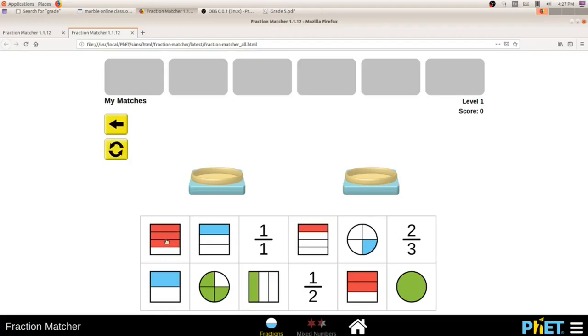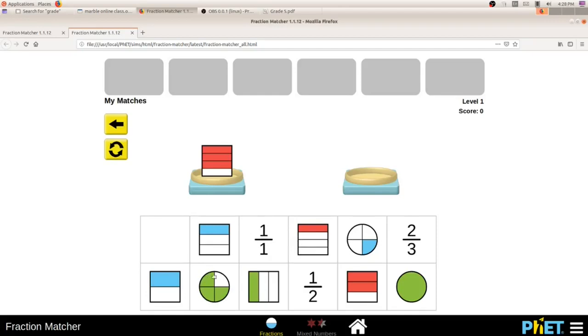So suppose I am going to place the first fraction here. What is this fraction? In the last class I have shown you what this is. Only 3 portions are shaded out of 4 portions. So 3 by 4 is the fraction of this picture. So we need to place the matching fraction here. So 3 by 4, is this 3 by 4? No. This is 1 by 1? No. This is 1 by 4. So we need to find 3 by 4 from here.